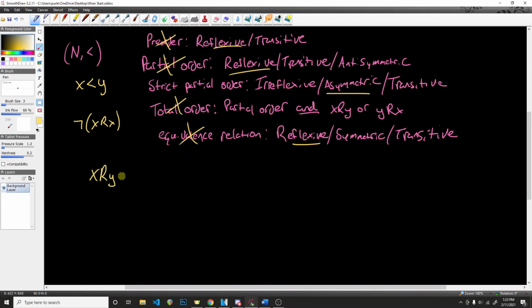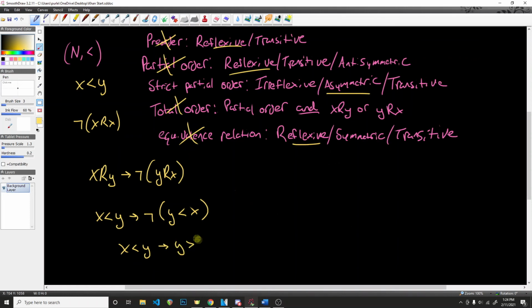Asymmetric means that x R y implies not y R x. So basically what that means is if x is less than y, then it is not the case that y is less than x. Or another way to write this, because we have a not symbol, we can reverse this and say that x is less than y implies that y is greater than or equal to x. And it is important to note the equal sign here, because we're saying that y is not less than x, but we can't really say for a fact that y is not equal to x. All we know is that this is not true.